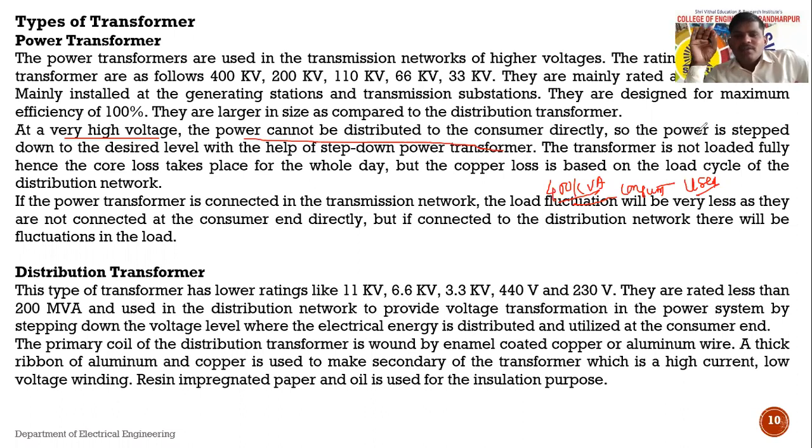level is, it is nothing but near about 230 volt AC, 440 volt for 3 phase, right? Now some industry will require 6.6 kV, some industry will require 33 kV, some industry will require 11 kV. So we are stepping down to the 11 kV that the consumer needs. That means, according to the consumer's requirement, we distribute by stepping down.